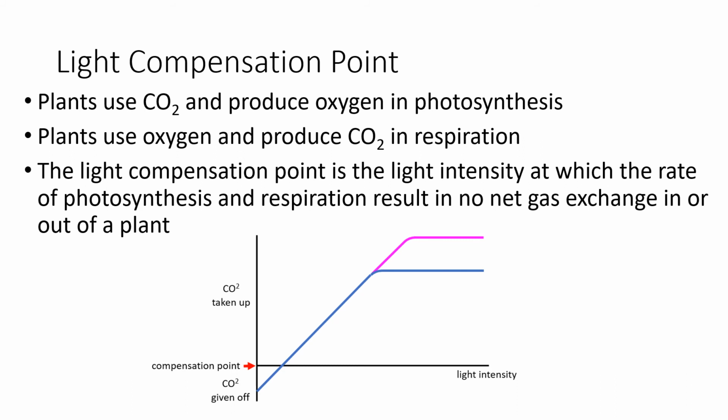What that means is that in photosynthesis, CO2 is used. In respiration, CO2 is produced. At the compensation point, the rate at which the plant is producing CO2 in the process of respiration, it is using that CO2 at exactly the same rate in photosynthesis. So there is no CO2 given off and there's no CO2 taken up. And that's referred to as the compensation point.